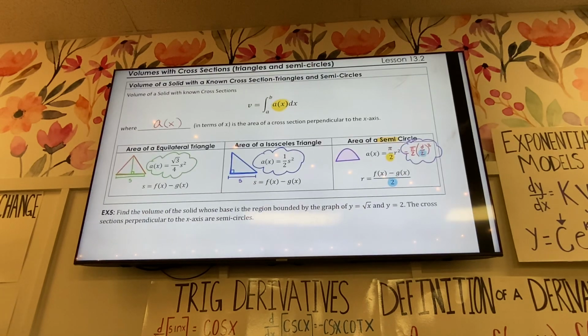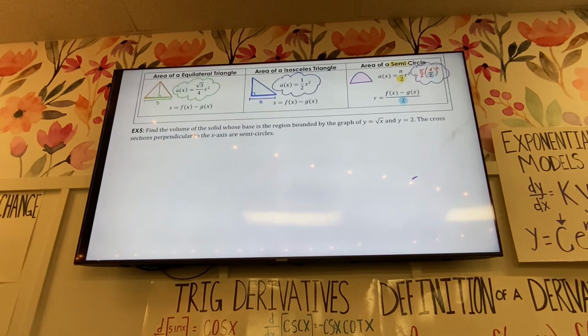All right, so we've got 3 examples. I've got 1 of each. And then that's it for today. So in example 5, it says find the volume of the solid whose base is a region bounded by the graph y equals the square root of x, y equals 2, and the cross sections are perpendicular to the x-axis and are semicircles. All right, if it doesn't give you a graph, I would go ahead and sketch one.